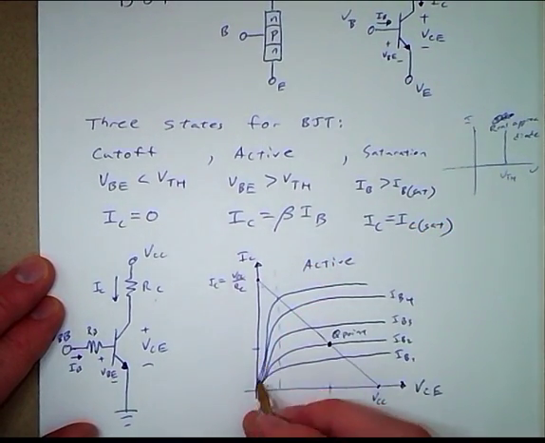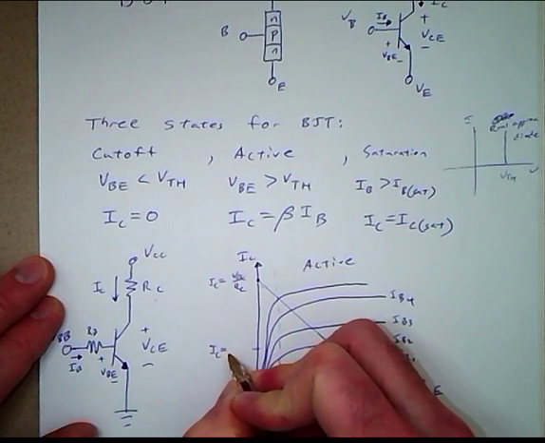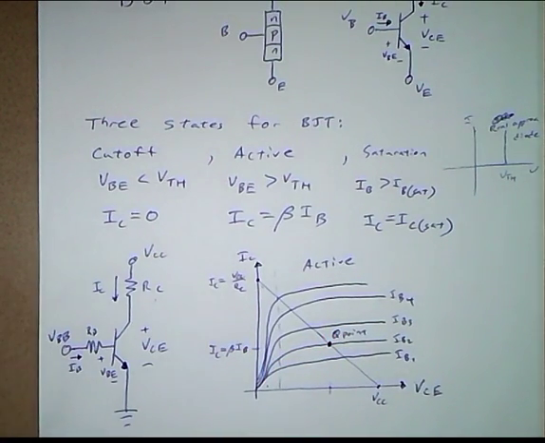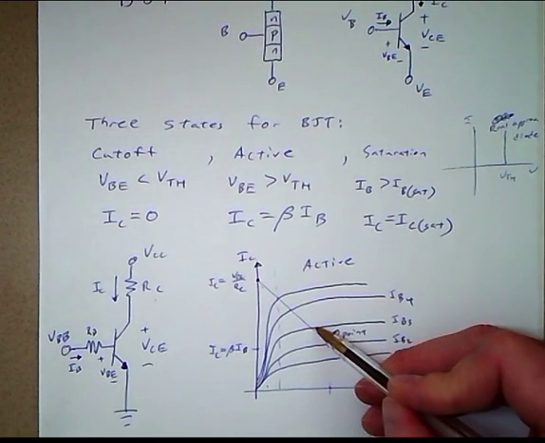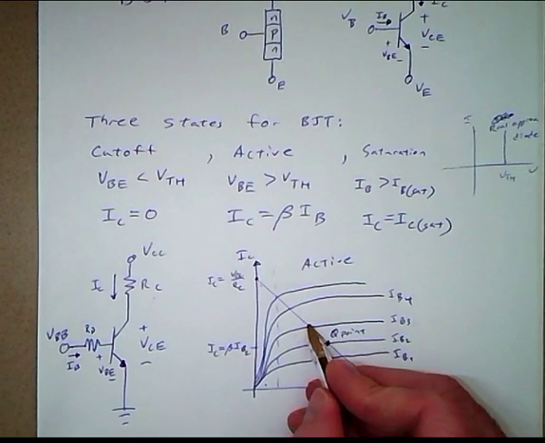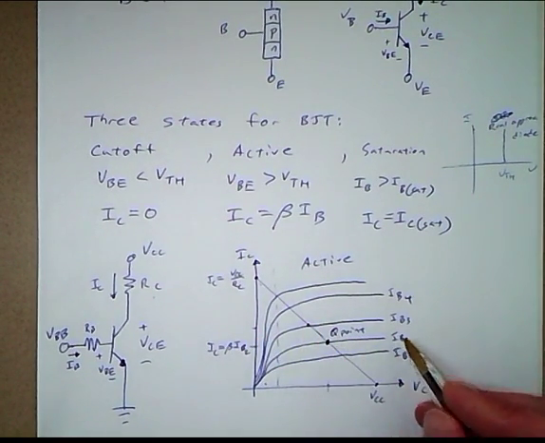And so we know that this current is beta times IB. Okay. And that's the case here too. So if we go up to IB3, then this IC would be beta times IB3.